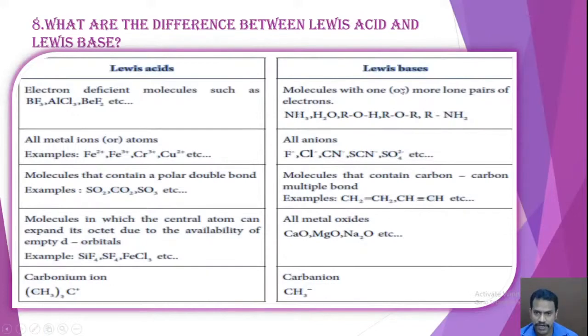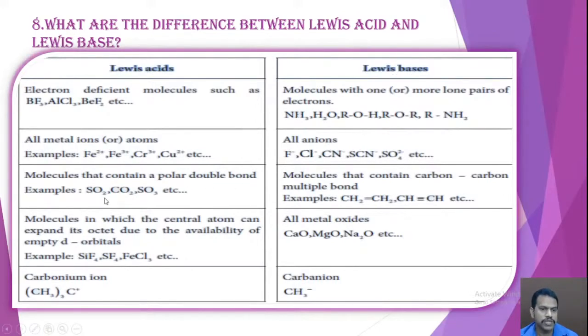So, a molecule having a lone pair of electrons acts as a Lewis base. And point number 2, all metal ions or atoms, we know that metal always carries a positive charge. Positive charge, what is the meaning? Electron deficient. So it comes under Lewis acid. All anions, F minus, Cl minus, CN minus, SCN minus, SO4 2 minus, these all carry a negative charge, so they come under Lewis bases.